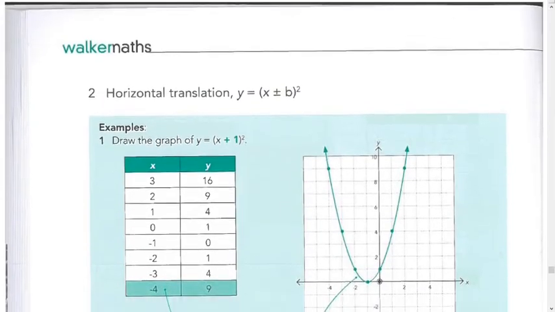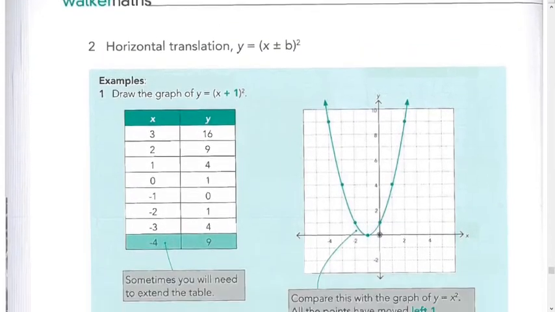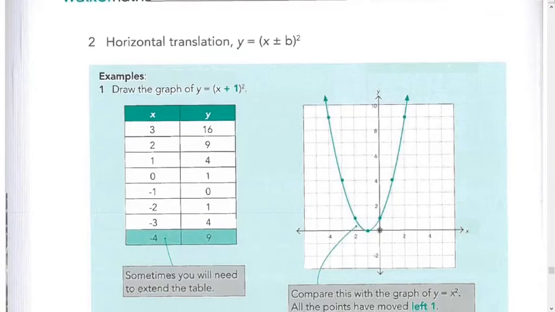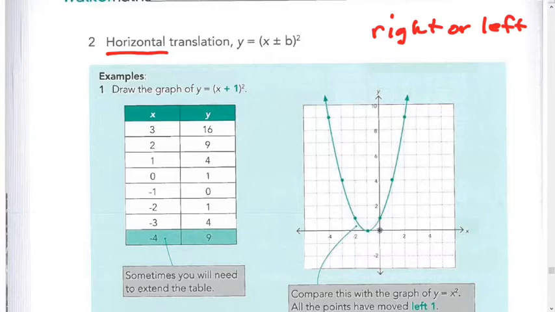So in this one, the other translation was called a vertical translation because it moved it up and down. This time, we're going to have what's called a horizontal translation because it's going to move it either right or left. Now you have to be a little more careful with this one, because with the vertical translations, a positive 3 would make it move up 3. Negative 2 would make it move down 2.